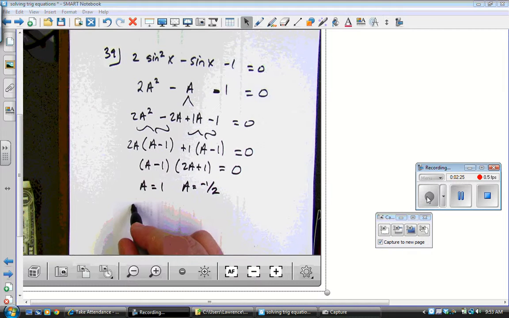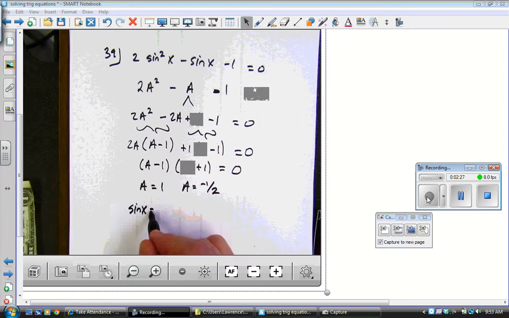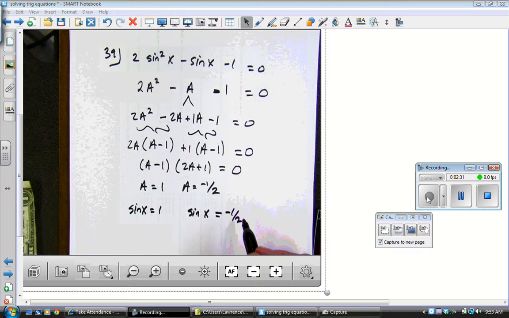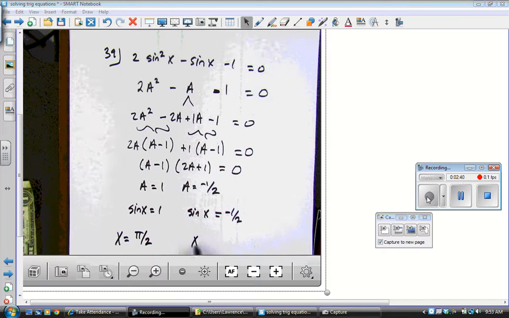So where is the sine 1 at pi over 2? And where is sine negative 1/2? Sine's negative in the third and the fourth quadrant. All right, and in 7 pi over 6.